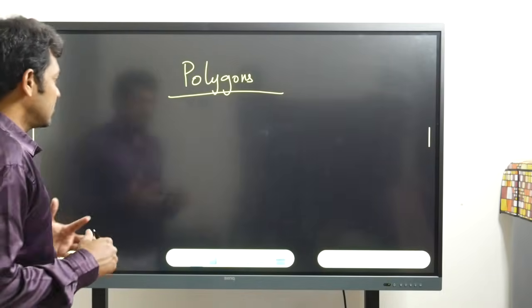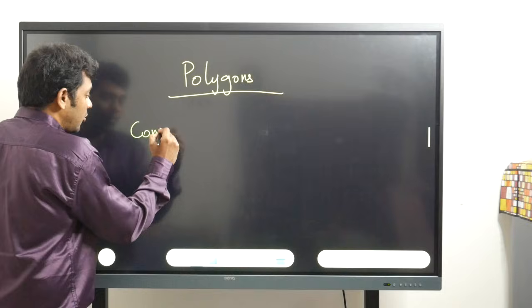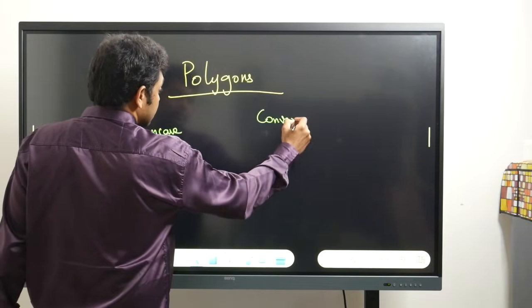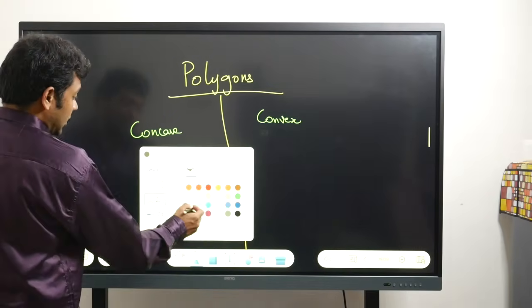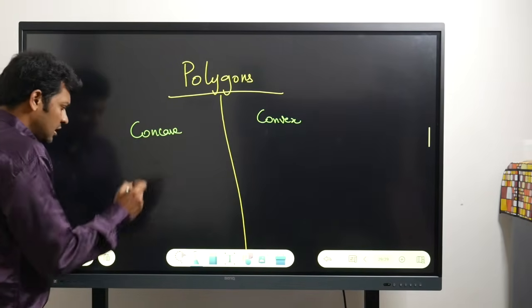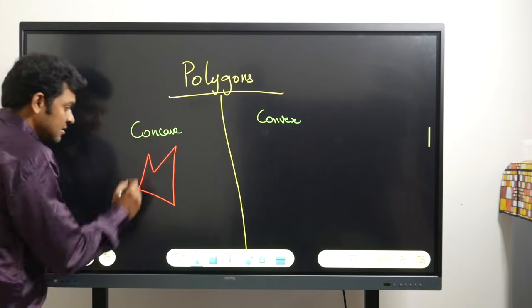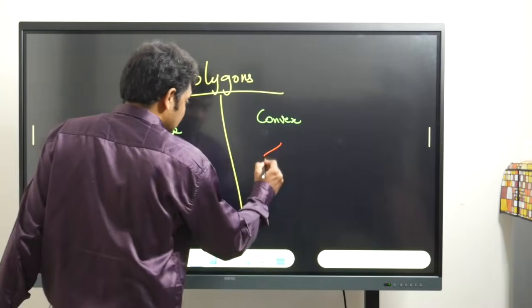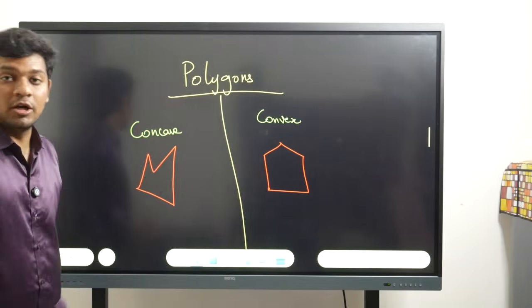You have certain names. Now, you have two types of polygon. One is the concave polygon, right? The other is the convex polygon. Okay, what is a concave polygon? What is a convex polygon? If I can draw the figure, say, this is a five-sided polygon. 1, 2, 3, 4, 5. It's a concave polygon. This is also a five-sided polygon. It's a pentagon. This is a convex polygon, right?